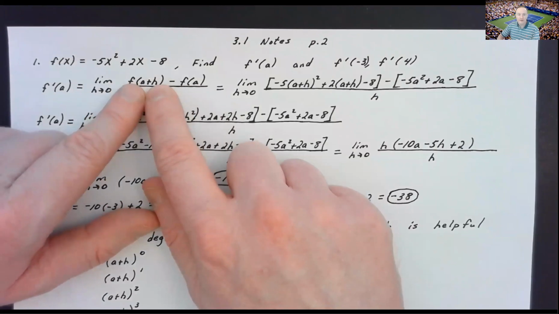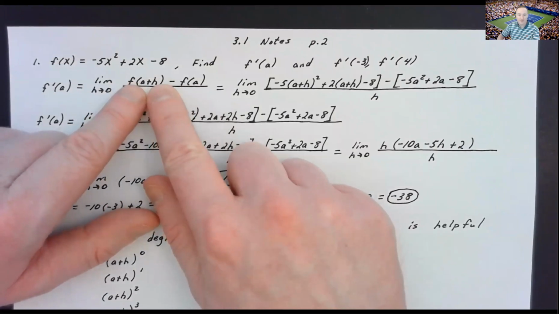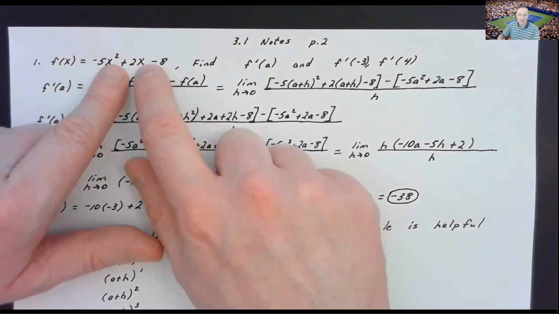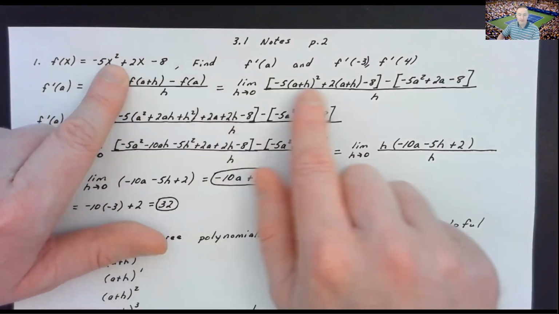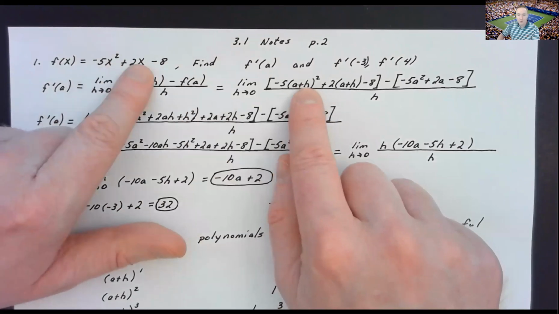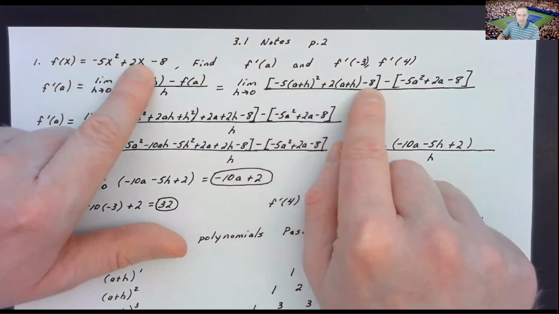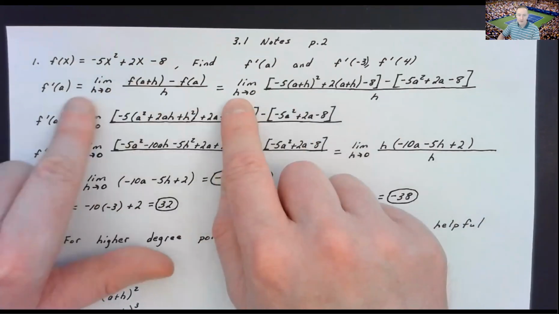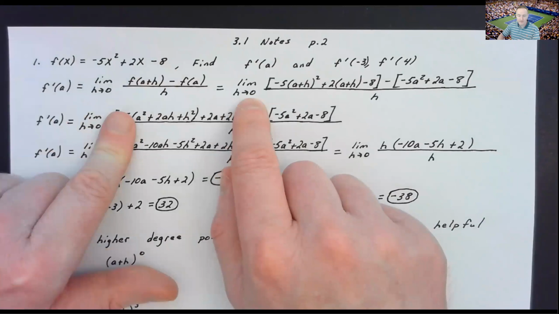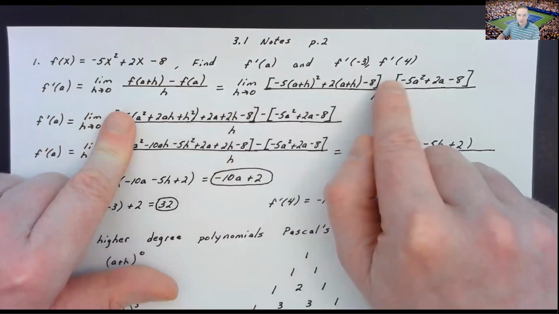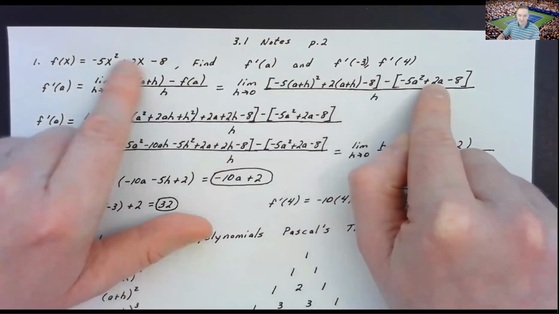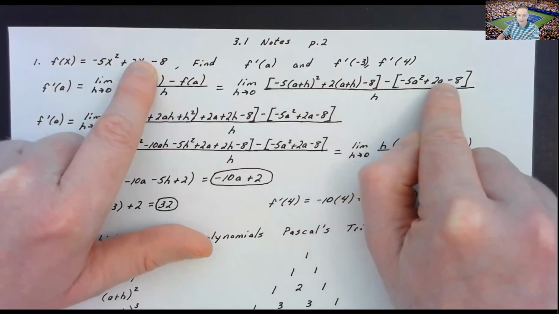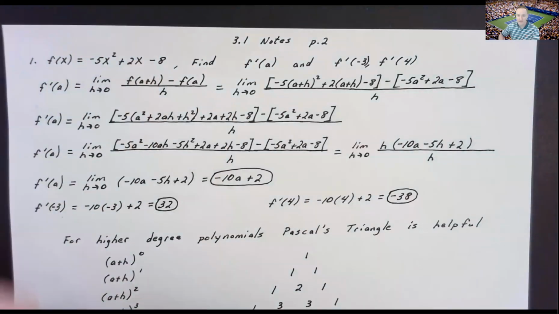So in this one, if I say, well, what is f of a plus h in this function? All you got to do is plug in a plus h everywhere you see an x. So you have -5 times a plus h squared plus 2 times a plus h minus 8. All of that is your f of a plus h. And remember, this derivative is still inside of a limit as h approaches 0. We subtract f of a, which is all of those same values, except you're putting an a in the place of x. And all of this is still divided by h.